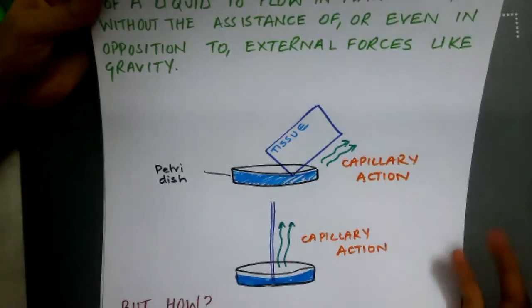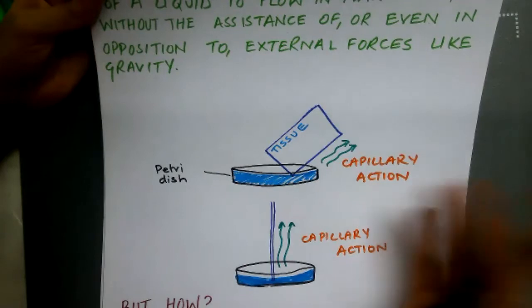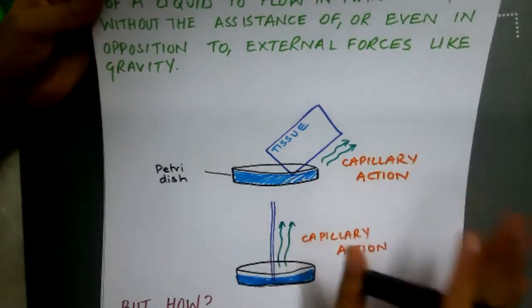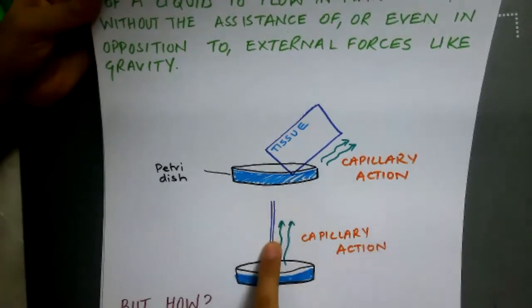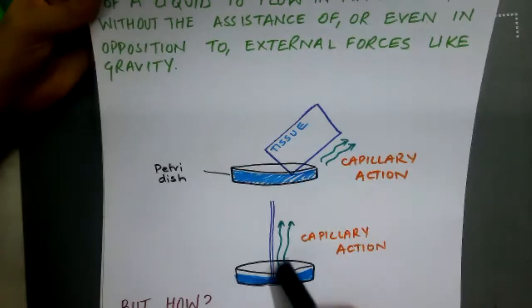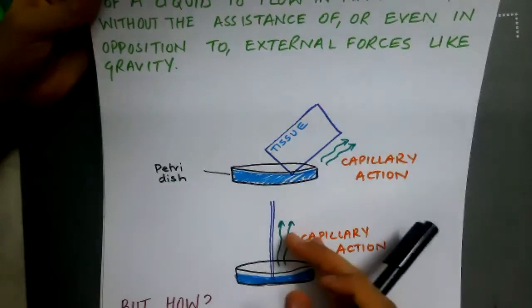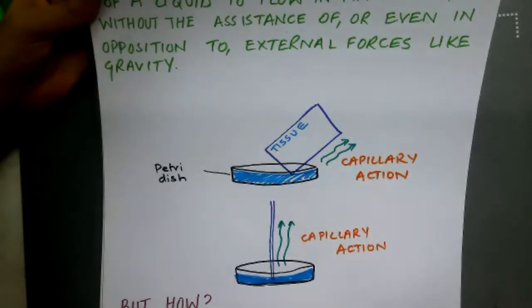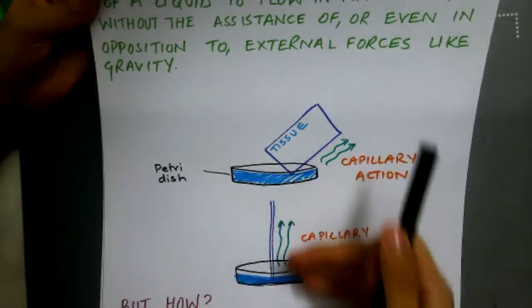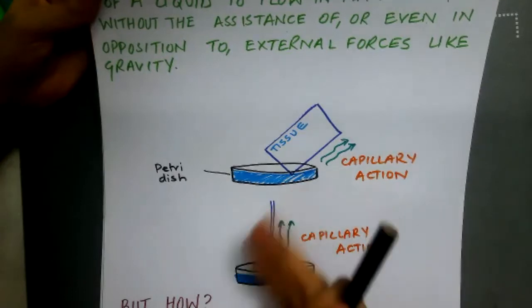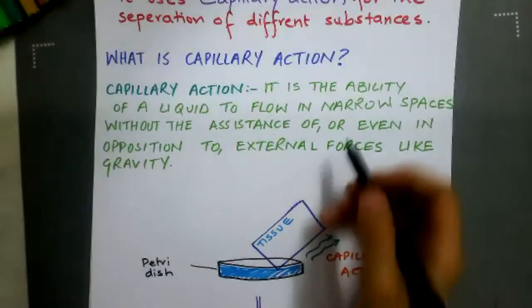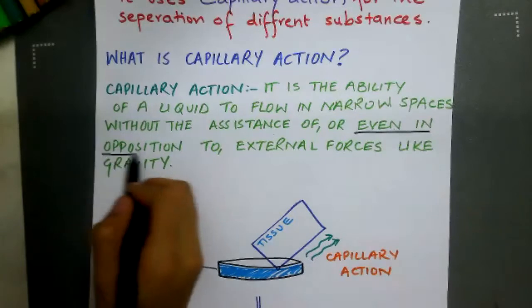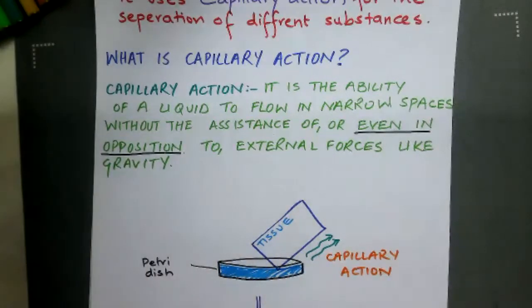We would usually say that the tissue is absorbing water, but it's actually traveling upwards with the help of capillary action. And the same thing happens if you put a very narrow straw or glass tube in water. The water will also flow upwards in the tube using capillary action. But why does it flow up? Because gravity is pushing it down. Then why is it opposing gravity? Gravity is an external force. So in the definition, they say even in opposition, which is mostly for the benefit of gravity.